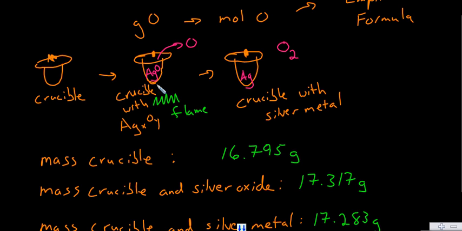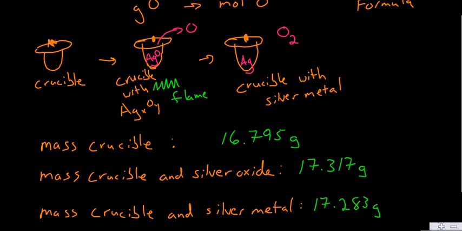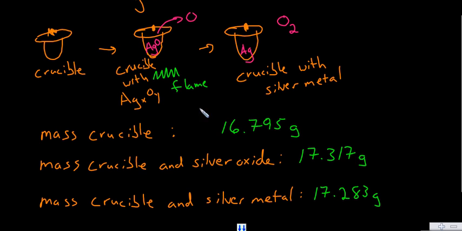And so some experimental data might be collected. For example, the mass of the initial crucible might be 16.795 grams. The mass of the crucible with that silver oxide might be 17.317 grams, and the mass of the crucible and the silver metal that is 17.283 grams.